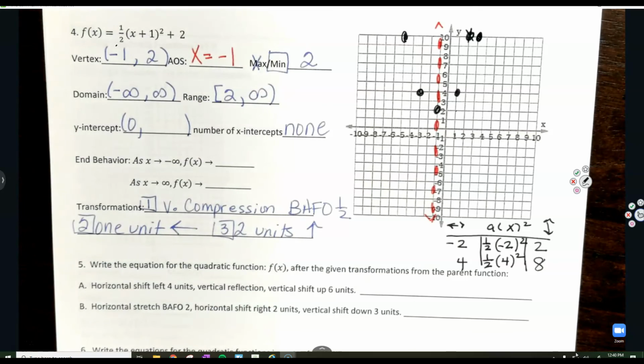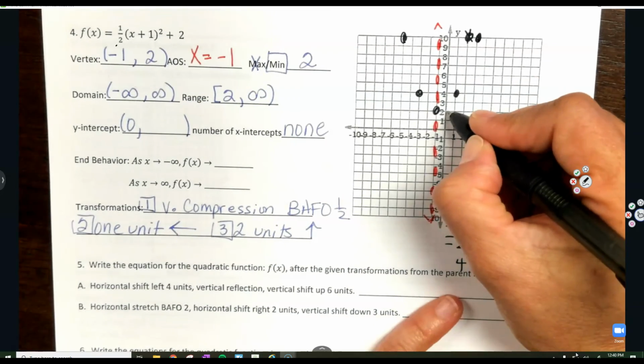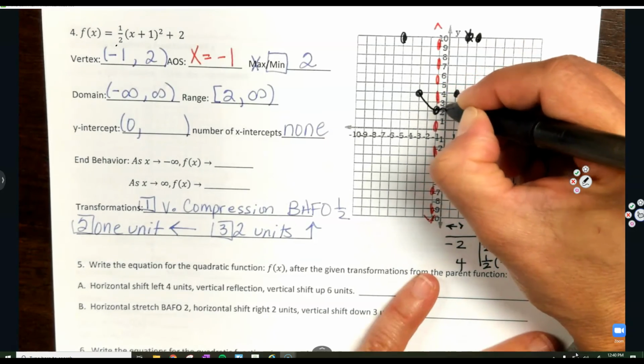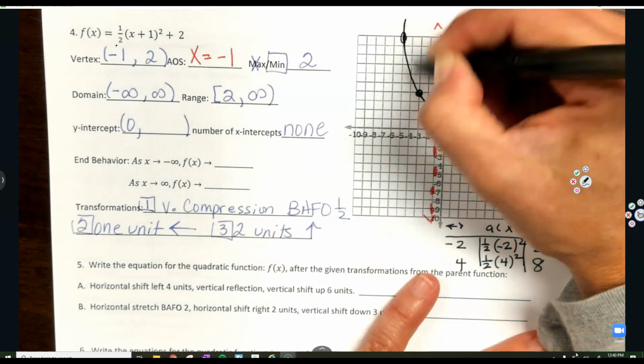Guys, make sure you do yours right. I didn't count over enough. I only counted 3 over. So make sure you go 4 over for those ordered pairs at the top. 4 over from your vertex.